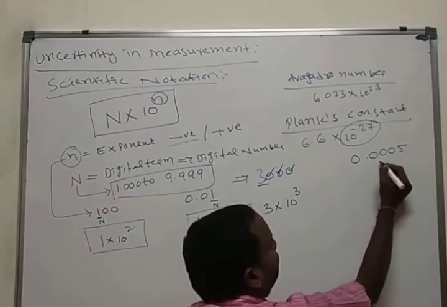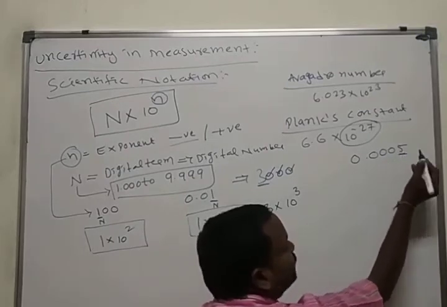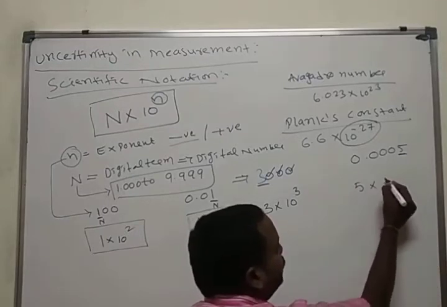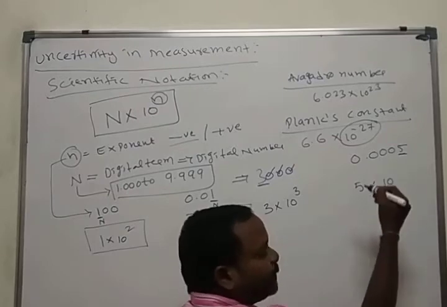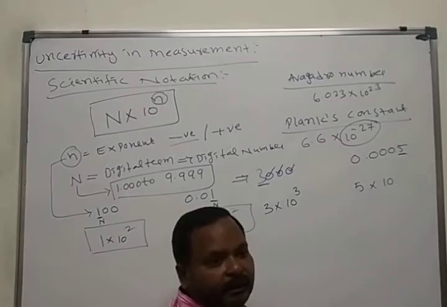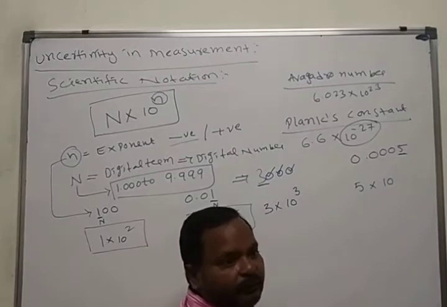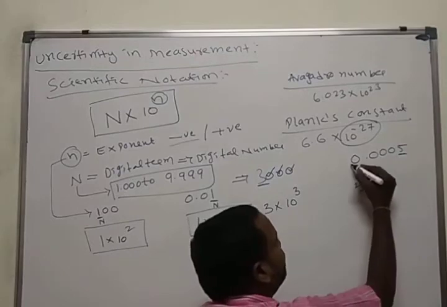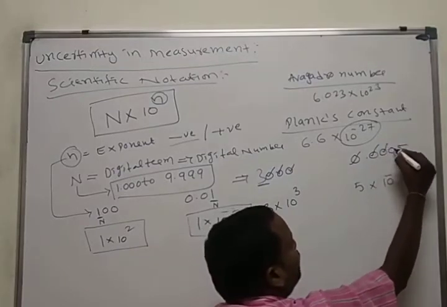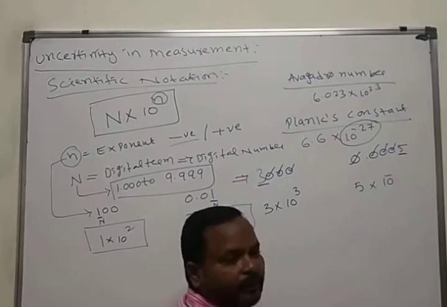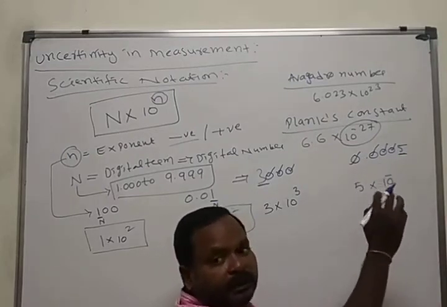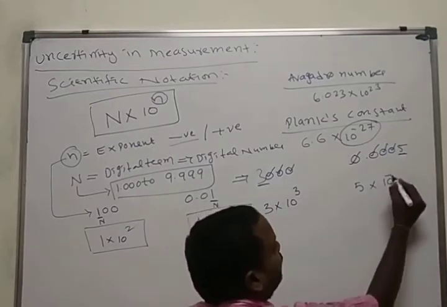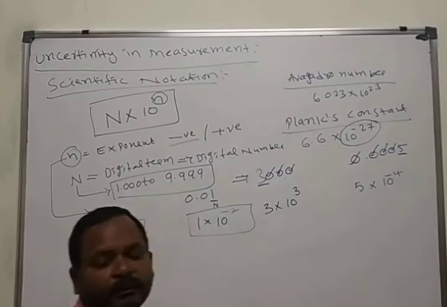Here the digital term is 5. You take 5 into 10 to the power of, and since zeros are present in front of the digital term, write negative. How many zeros are there? 1, 2, 3, 4. In some books sometimes a 0 is not present, then the decimal point is also considered as a 0. Here, 5 into 10 to the power of minus 4.